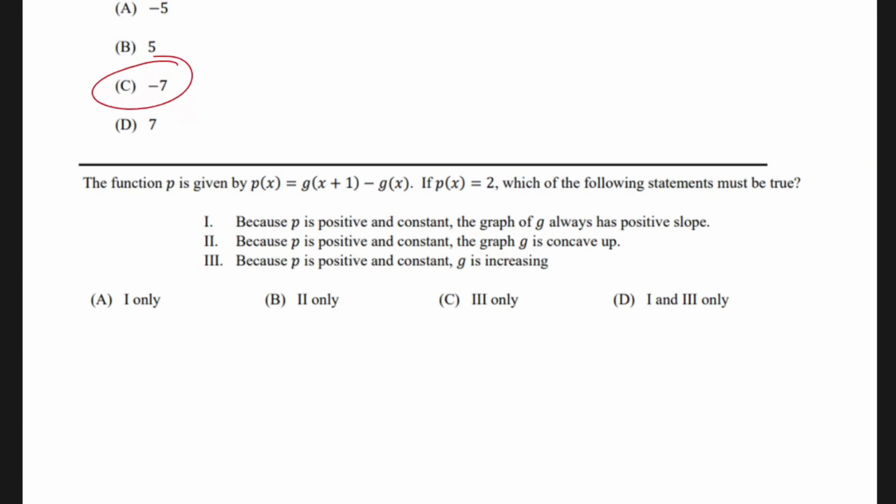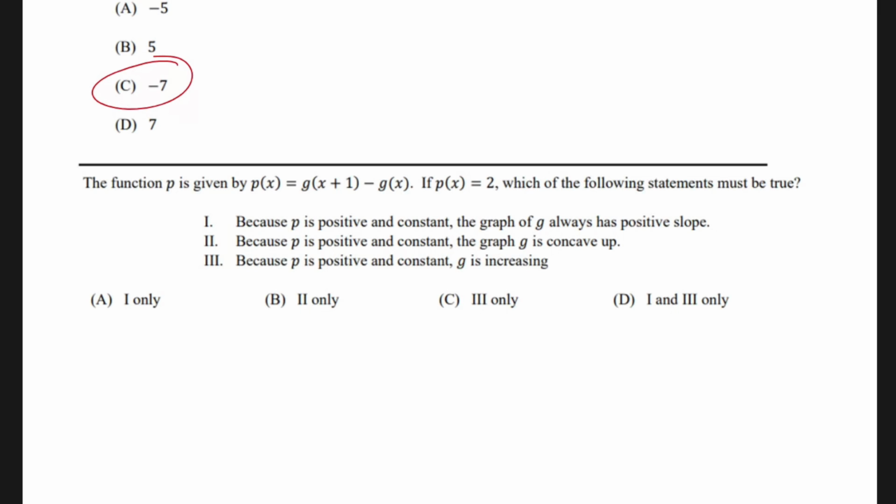Okay, now, what does that mean? Let's look at our options. We have 3 possibilities here. Possibility number 1 mentions p is positive and constant. So let's see if this is true. All right, now, this statement is not true. While g is increasing, its slope might not always be positive.